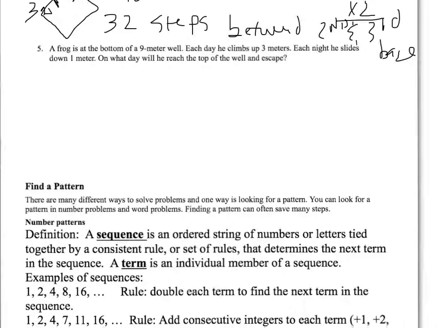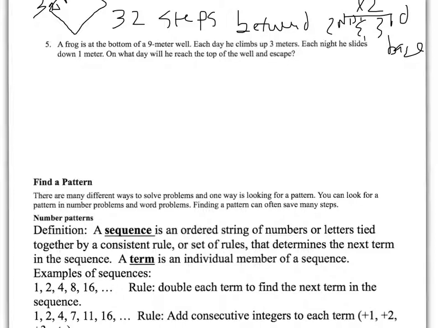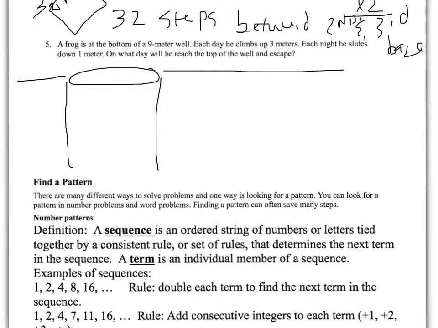Now, for the last one here, we have a little question about a frog. Now, the frog is at the bottom of a 9-meter well. So, even before I read the rest of the actual question, I'm going to draw a 9-meter well. This is what a well. I guess the ground would be up here. And we know this is 9 meters. That is that distance right there. Okay.